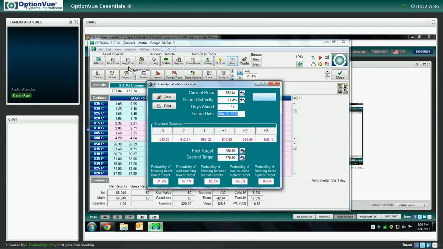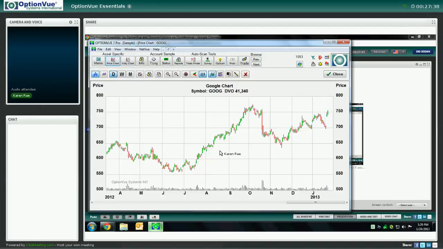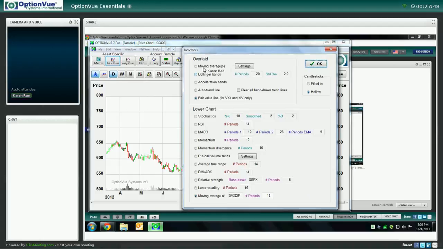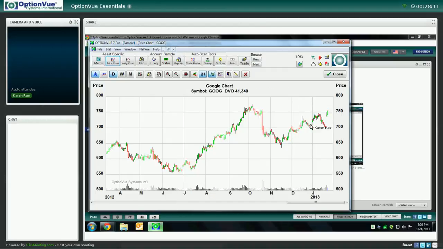Okay, so I'm going to look next at the price chart. I've got the price chart set up on a daily basis. You can also do all kinds of indicators. You can overlay moving averages, Bollinger Bands, acceleration bands. I can invoke all kinds of things: stochastics, relative strength, MACD, momentum divergence. I'll hopefully look a little bit more at that maybe later. I don't know if we'll have time, but anyway, the indicators are here.